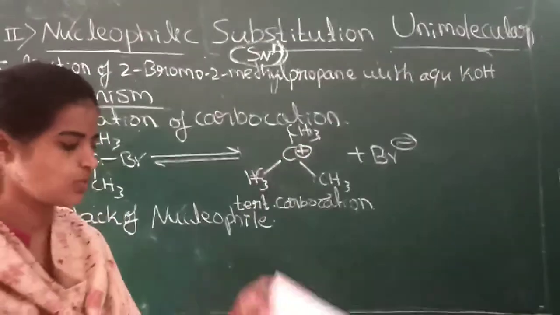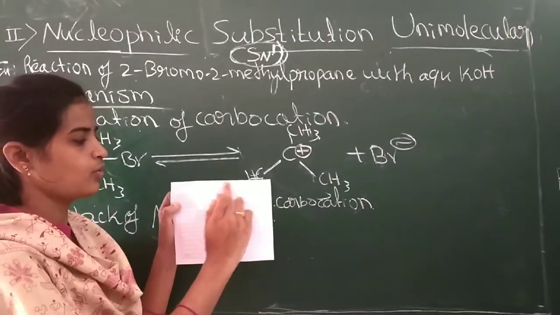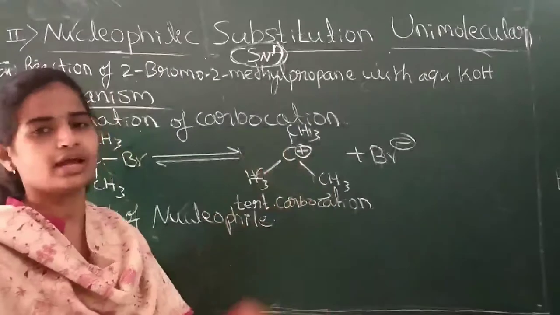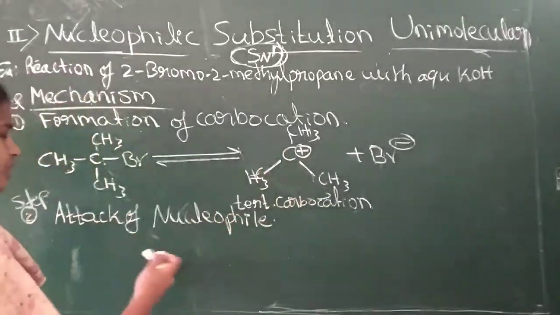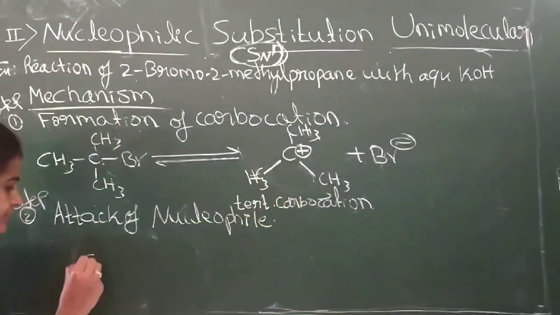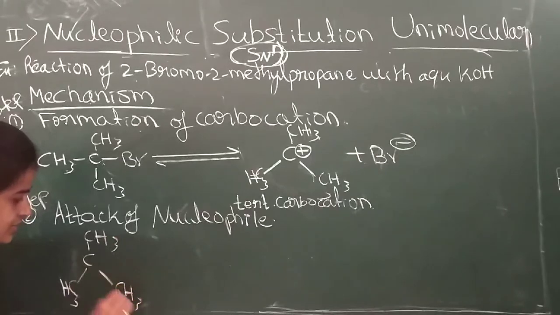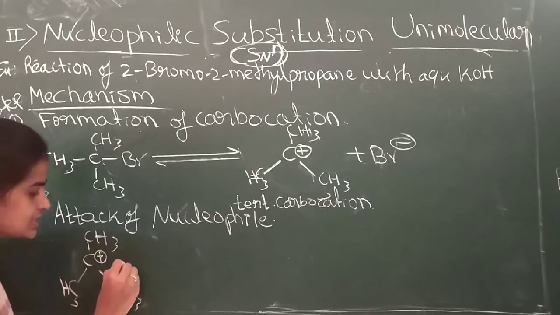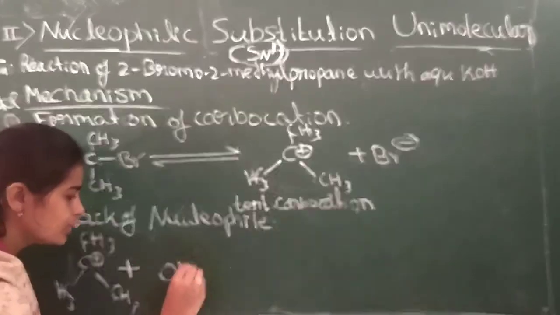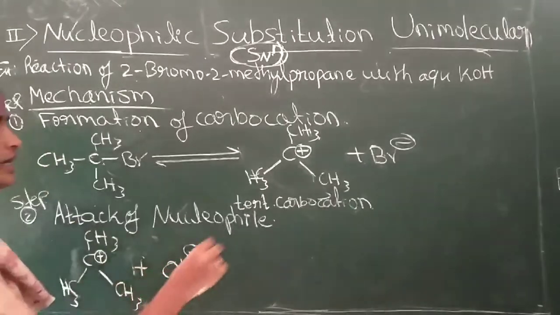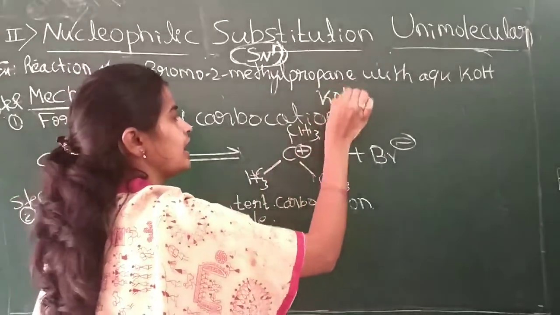Planar means what? The carbon atom and all the methyl groups lie in the same plane. Second one, same here: CH3, CH3, CH3 and the positive charge. Now the nucleophile. From where has the nucleophile come? It has come from the KOH.